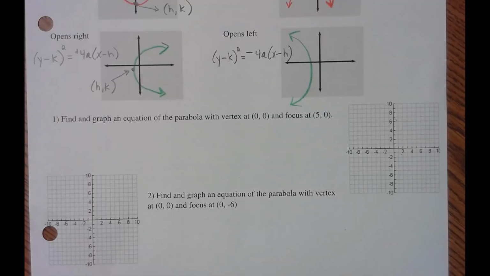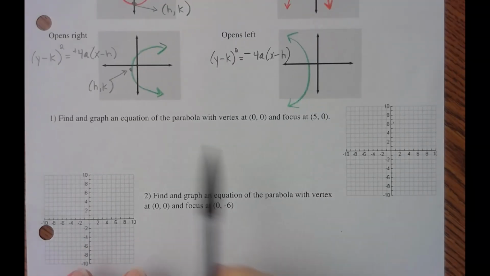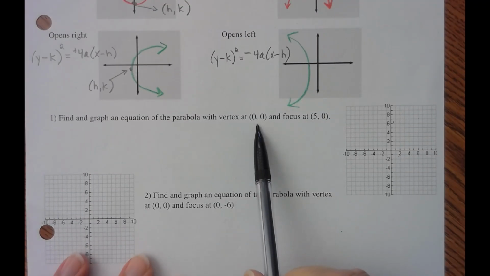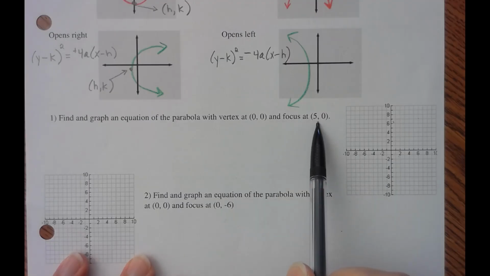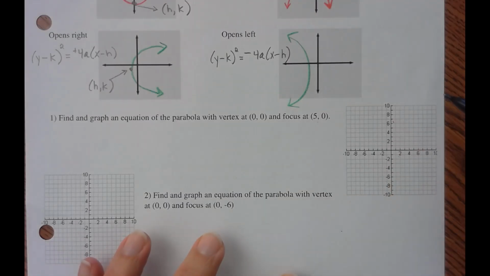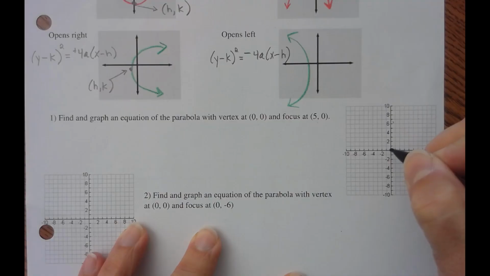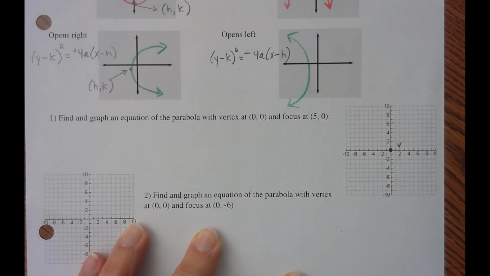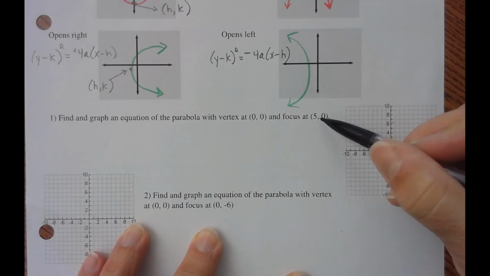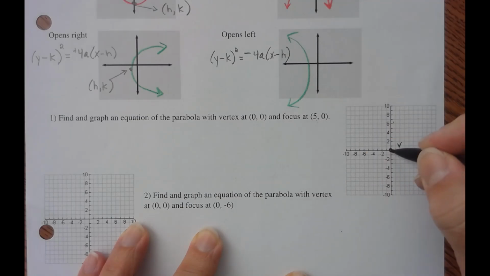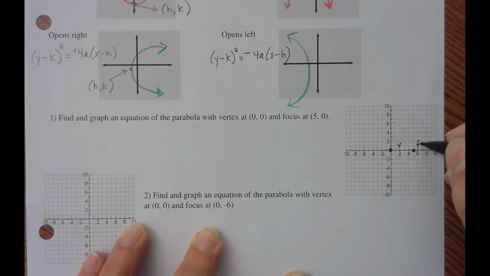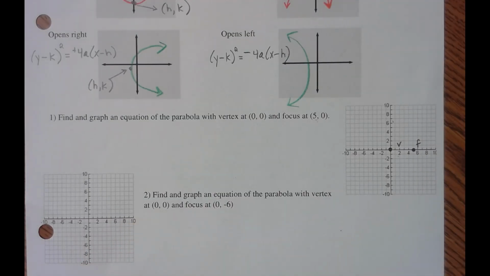We're going to find an equation and make a graph for a parabola with a vertex at 0, 0 and a focus at 5, 0. So first I'm going to put my points on the graph. 0, 0 is right here. It's helpful to label that V for vertex, and the focus is at 5, 0. Remember, 5 is out along the x-axis. Don't go the wrong direction. And I'm going to label that F for focus. That way I won't lose track.